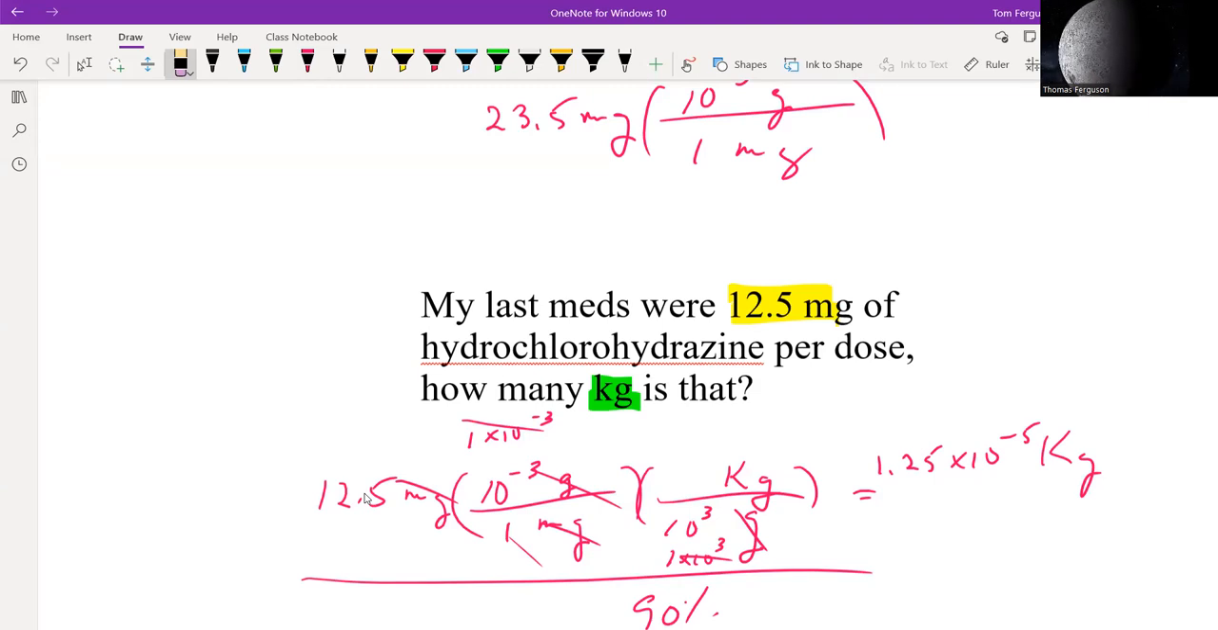Because it is negative 3, I just did these two, so negative 10, negative 5. Is that how it works? Yeah, but this is incorrect. Because if you convert the way you have it here, it's going to be 1.25 times 10 to the minus 2.